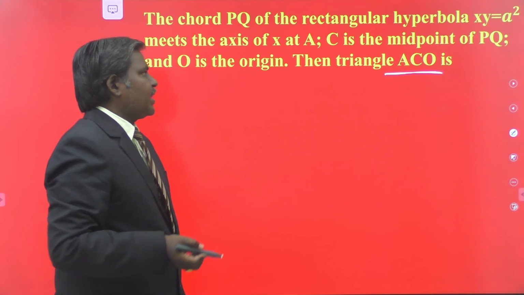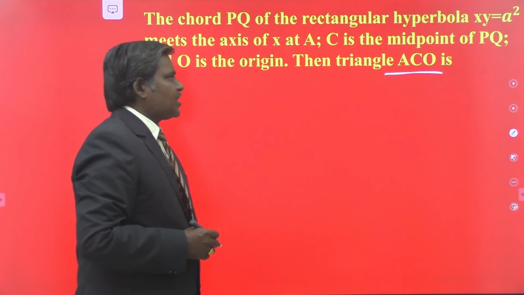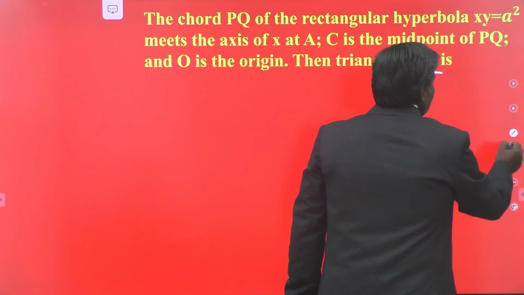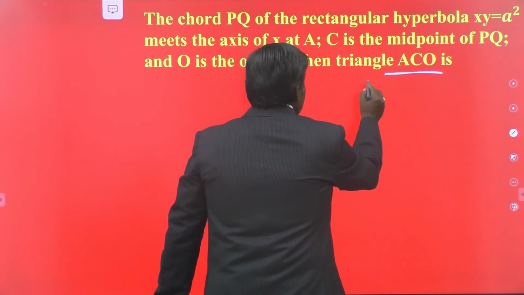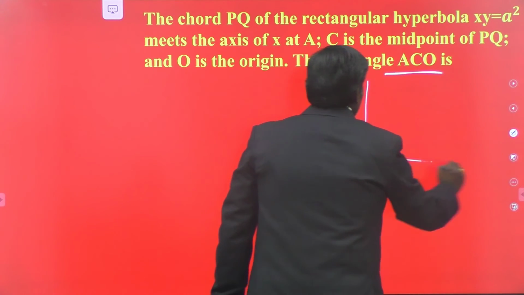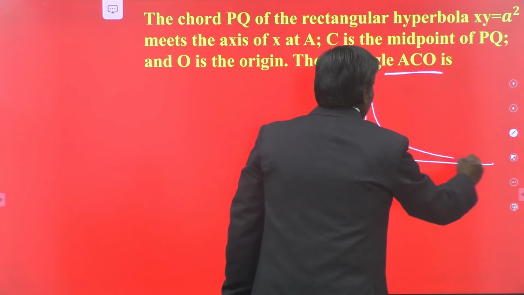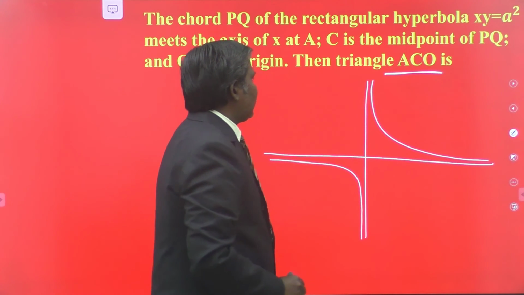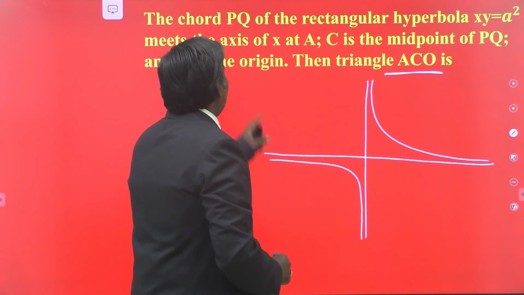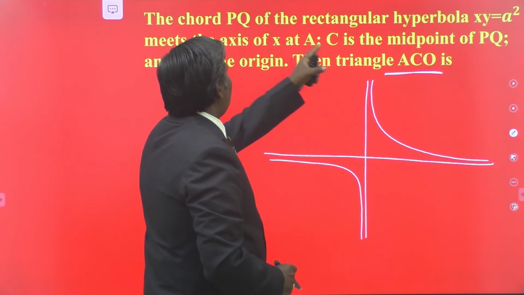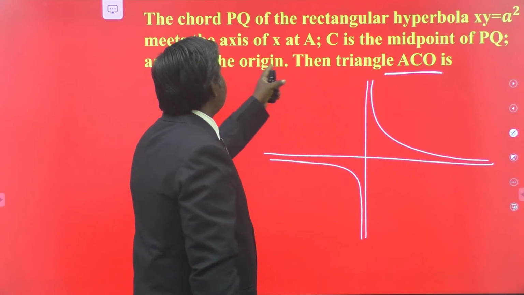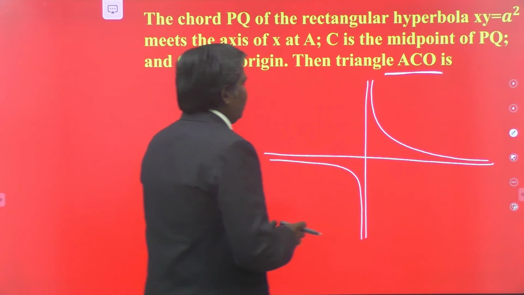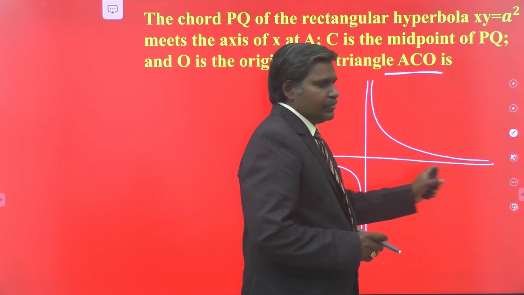So here also one rectangular hyperbola is there, that is xy equals a square. Just there, instead of c square they are giving a square, no problem. So let us try to draw the rough diagram. This is your rectangular hyperbola, xy equals c square. This is the shape of the rectangular hyperbola. The chord PQ of the rectangular hyperbola meets the axis of x at A. Axis means what here? This is the asymptote.